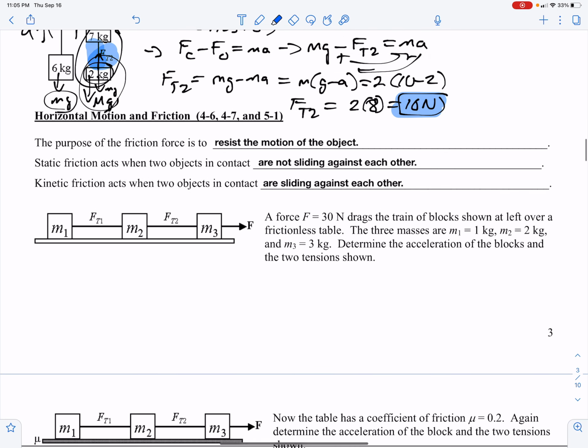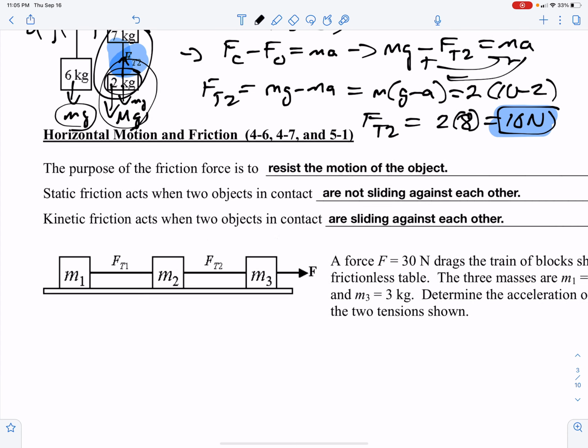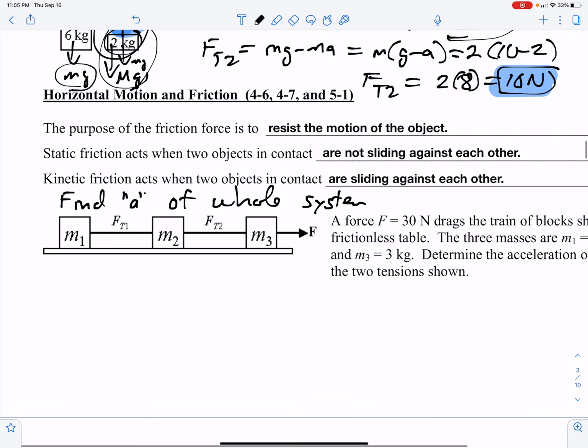And let's go ahead and take a look at this example here. We have three masses pulled by a force of 30 newtons, and we want to determine the acceleration of the block and the two tensions in between. Now remember, when we want to find the acceleration, find acceleration of the whole system first, which means we ignore tensions to begin with.